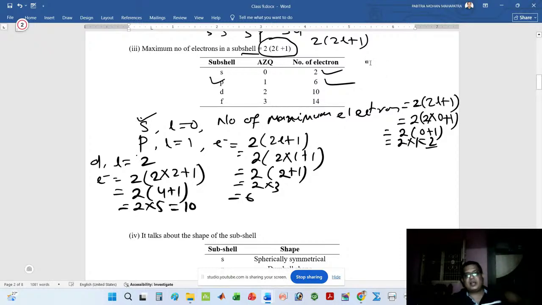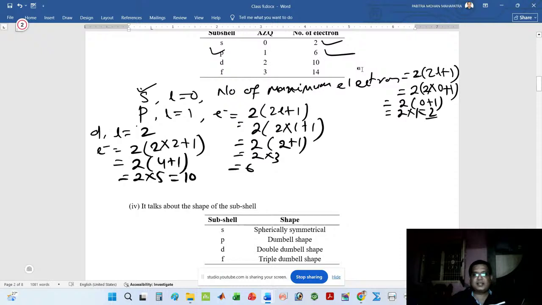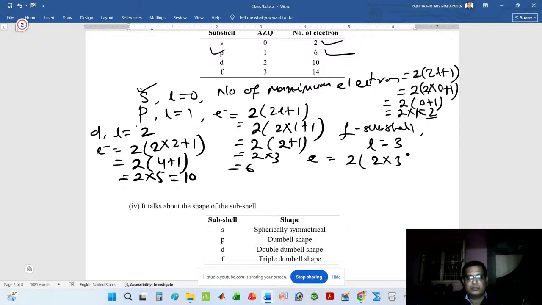Similarly, you can think about the F subcell. For the F subcell, L is equal to 3. Now put the value here. The maximum number of electrons is 2 into (2 into 3 plus 1). That means 2 into (6 plus 1), that is 2 into 7, that is 14. So here 14 electrons are present.